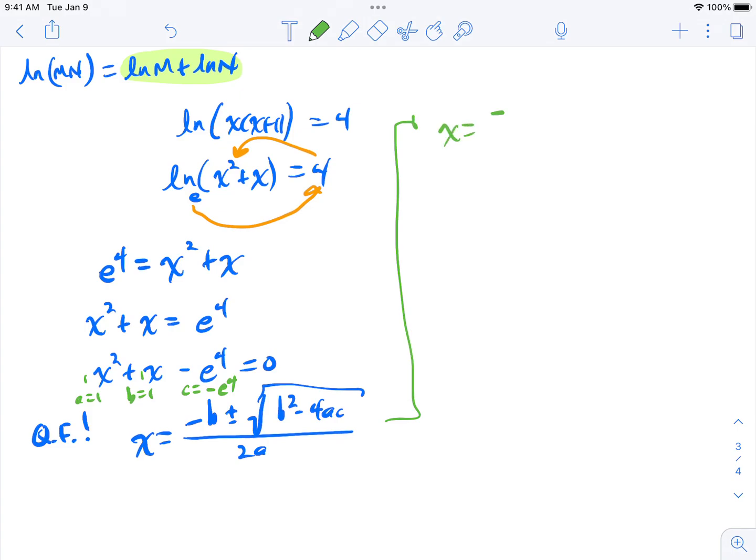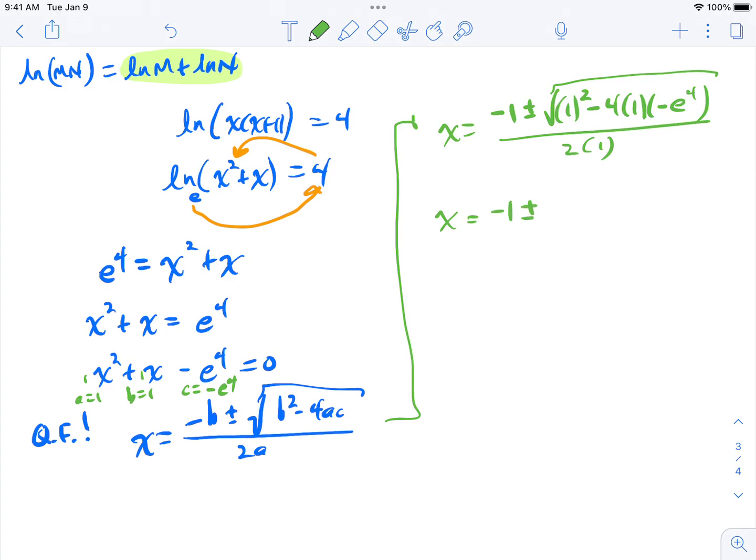x is negative b, which is 1, plus or minus the square root of b, which is 1, and it gets squared, minus 4 times a, which is 1, times c, which is negative e to the fourth. That's what goes there. And on the bottom, 2 times a is 1. Pardon me. So what do we got here? All right. So x equals negative 1 plus or minus the square root of 1, and a minus and a minus makes a plus, so it's going to be plus 4e to the fourth. And that's all over 2.